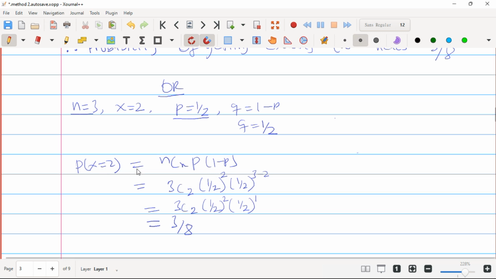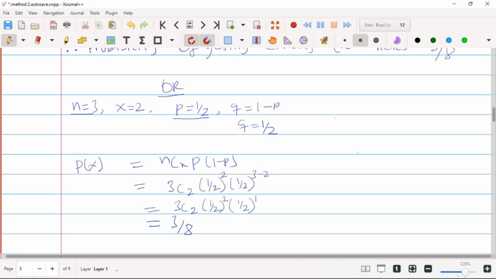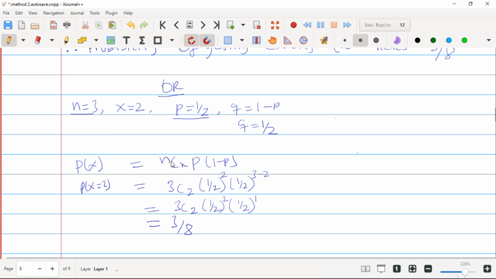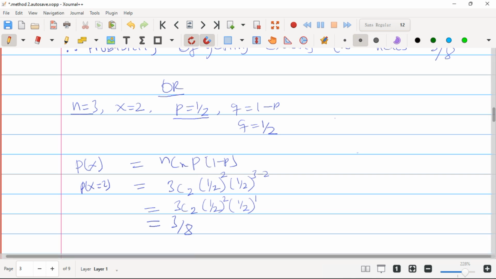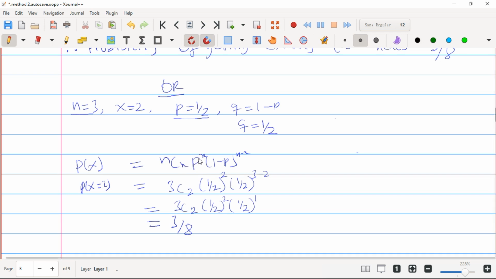Here is supposed to be the probability of X equal to 2, as you can see. So right now we have to write down our PMF for the binomial distribution. Our PMF for the binomial distribution is n combination x, p raised to the power x, times (1 minus p) raised to the power n minus x, as you can see here.